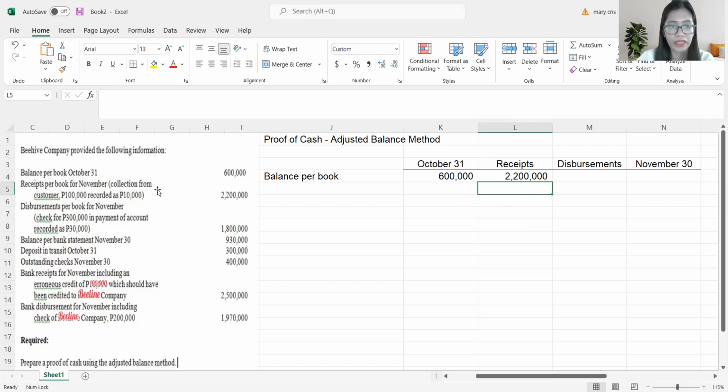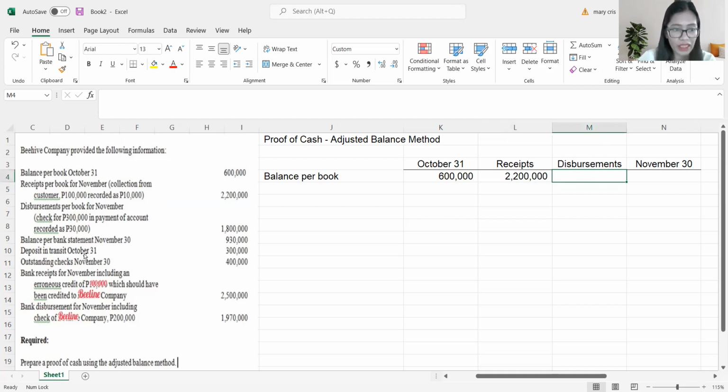So later we will analyze the effect of those items mentioned here, like for example, this one, that there's additional information that a collection from a customer amounting to 100,000 has been recorded as 10,000. So most probably we have a book error here. Let's try to address that later after we have plotted all of the beginning balances per book.